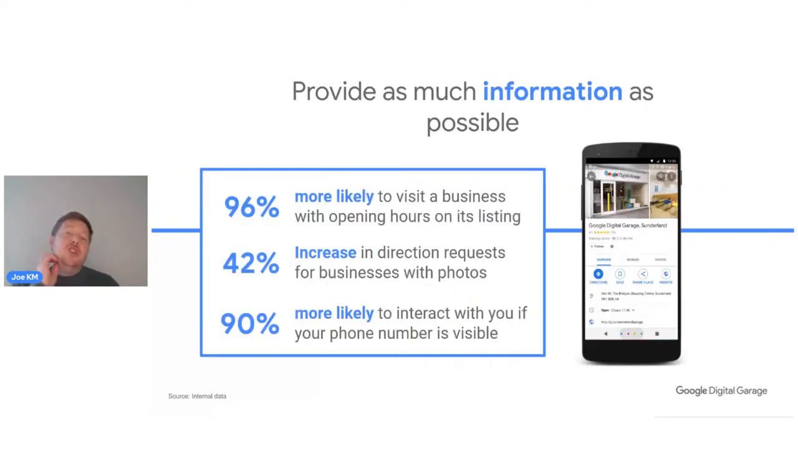So provide as much information as possible. So why do you think we keep saying this? Because you're 96% more likely to visit a business with opening hours on its listing. Because literally, if you've not got them, are you open till 5? Are you open till 4? Are you open till 3? What do you sell? So you're more likely to visit it, 96% more likely, because there's enough information there for you to be able to decide.